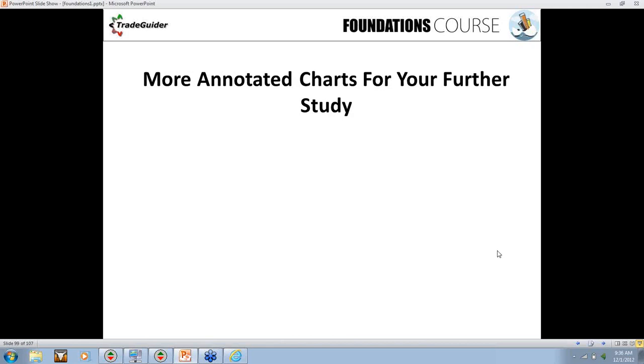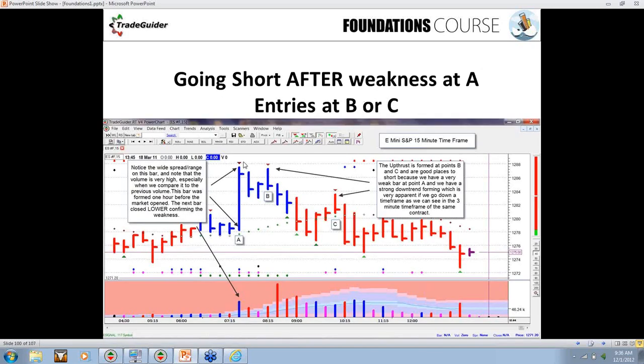Okay. A couple of other examples to look at. You're going to get these in the PowerPoint, so you don't have to worry about it now. You'll get them next weekend. But you can see here an example of weakness appearing, the upthrust, and the secondary upthrust. That's a trade setup. Right here, just learn these. That is a trade setup. Supply comes in, upthrust, upthrust.